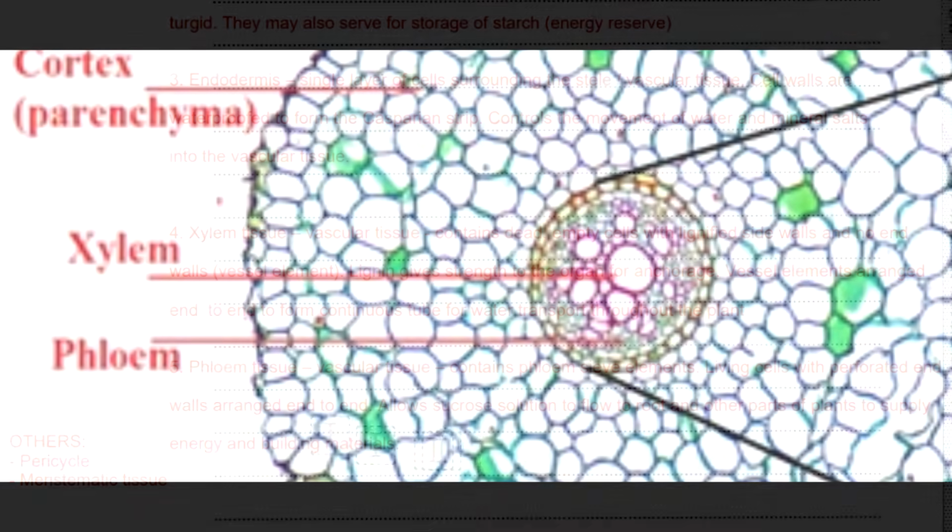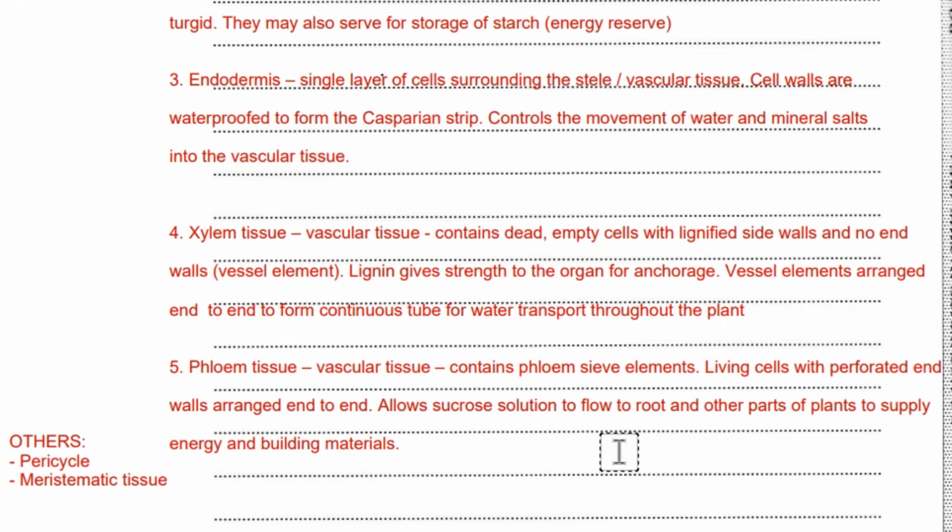Now we have the phloem tissue, which contains phloem sieve elements. And phloem tissue, unlike the xylem, is living. So these are living cells with perforated end walls called sieve plates, arranged end to end. So they consist of little elements. It's not long and continuous. What this does is that it allows transportation of sucrose, which is called translocation, to flow to the root and other parts of the plant to supply energy and building materials. So the phloem transports sugars from photosynthetic organs such as leaves to non-photosynthetic organs such as roots that can't make their own glucose and their own starch as a result.